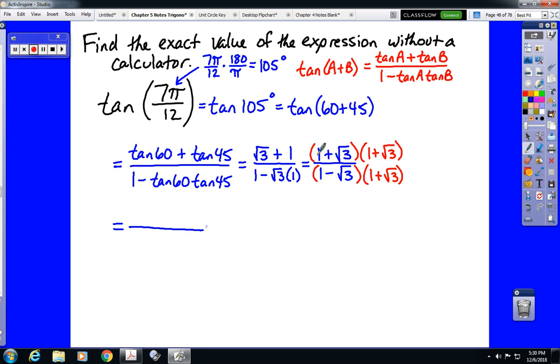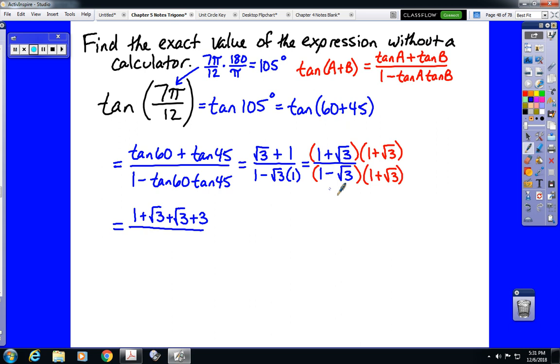So on top we have 1 times 1, which is 1. 1 times root 3, which is root 3. Root 3 times 1, which is another root 3. And root 3 times root 3, which would be root 9. The square root of 9 is 3. Again, root 3 times root 3 is root 9, which is 3.